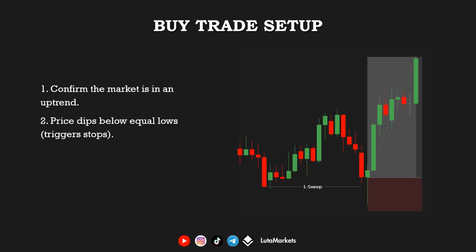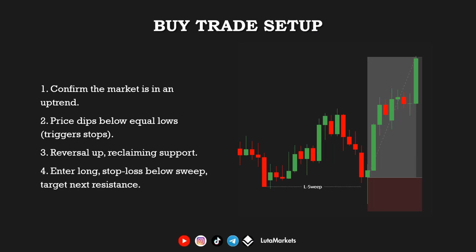Price dips below equal lows, triggering stop losses. This move stops out retail traders who were in long positions too early. It quickly reverses back up, reclaiming key support. This is the smart money stepping in to drive the market higher. Enter a long trade with stop loss just below the sweep and target the next resistance. Make sure your risk-to-reward ratio is favorable before entering the trade.